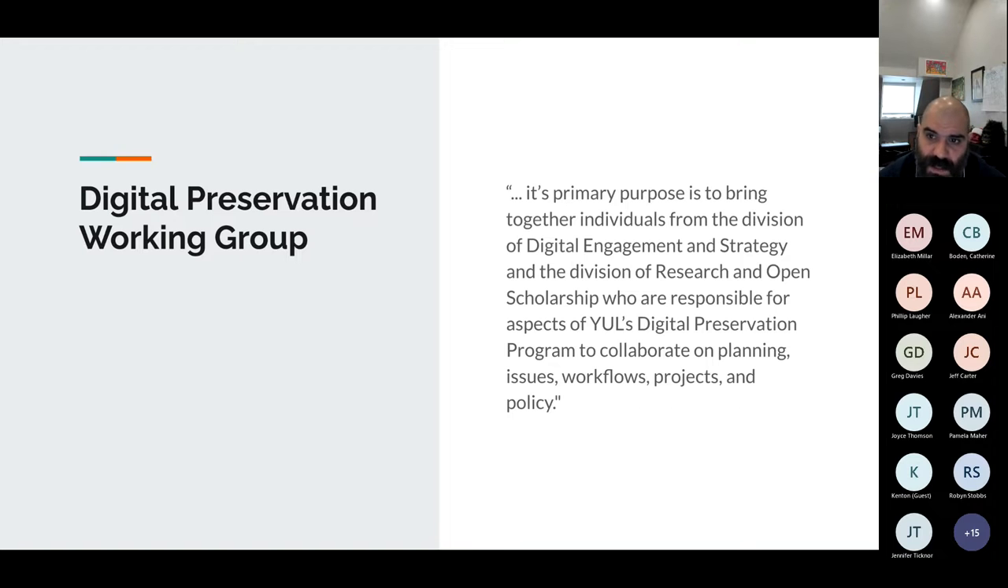The preservation working group's primary purpose is to bring together individuals from multiple divisions in our organization, the digital engagement strategy division and the division of research and open scholarship. I live in digital scholarship on the engagement strategy side, and then archives and special collections live on the research and open scholarship side, or I might have that backwards. I probably do. So these are basically the nine people who are involved in working on this. One other thing that's changed is it's not just three people doing this. We now have a group of people doing this, and it's really, really great.